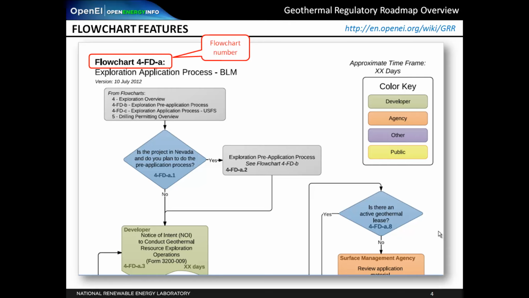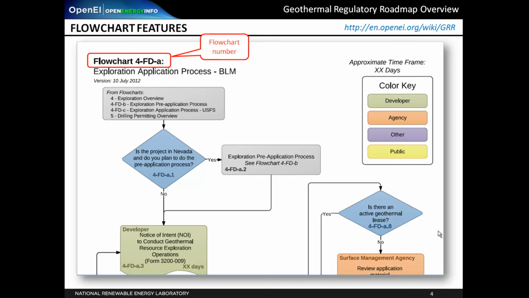The second part of the number is a 2-letter code indicating the jurisdiction of the flowchart. In this example, the FD indicates that this flowchart outlines a federal process. The third part of the number is one uppercase letter used to alphabetically order the flowcharts in a given section. In this example, the A indicates it is the first flowchart listed in Section 4 for the federal section.